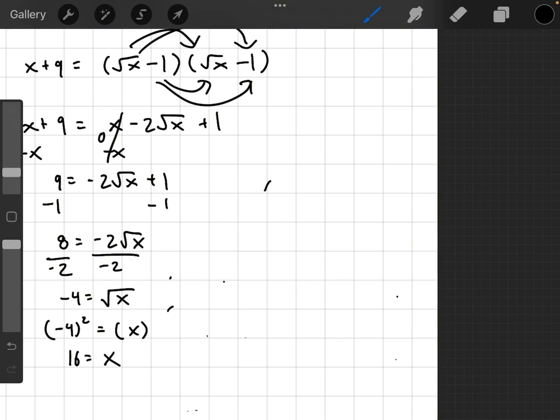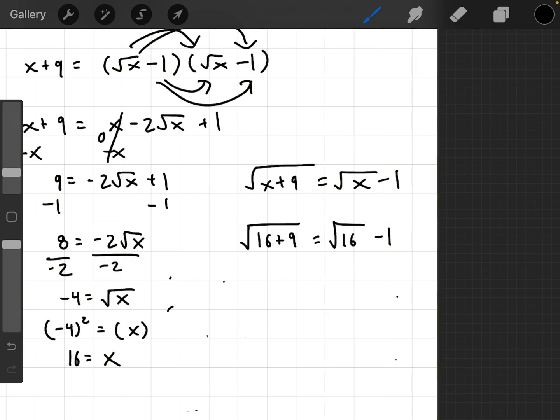So the original equation says the square root of x plus 9 equals the square root of x minus 1. When x equals 16, we have the square root of 16 plus 9 equals the square root of 16 minus 1. 16 plus 9 equals 25. So the square root of 25 is equal to the square root of 16, which is 4, minus 1. Now the square root of 25 is 5, which does not equal 4 minus 1, which is 3. So again, there's no solution.